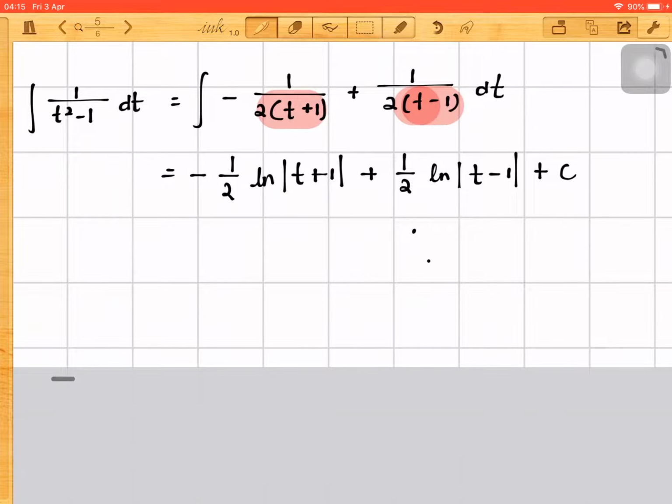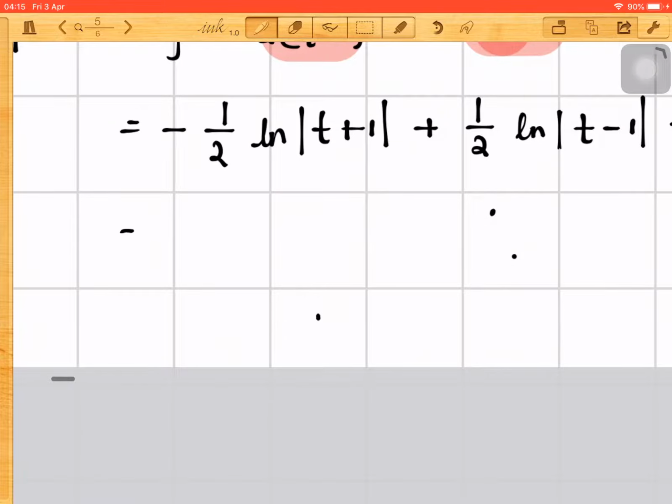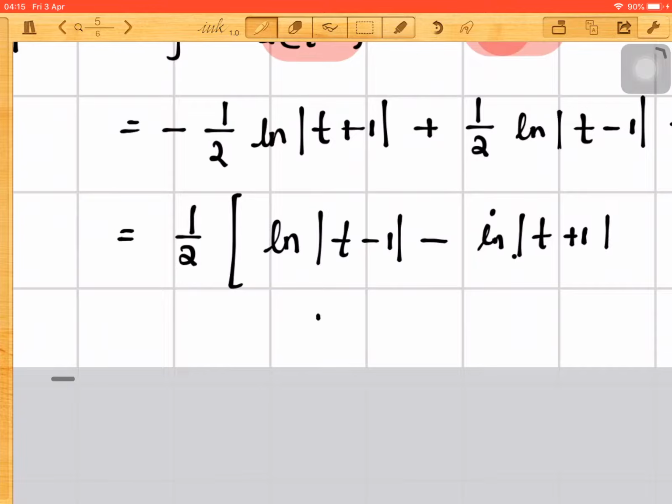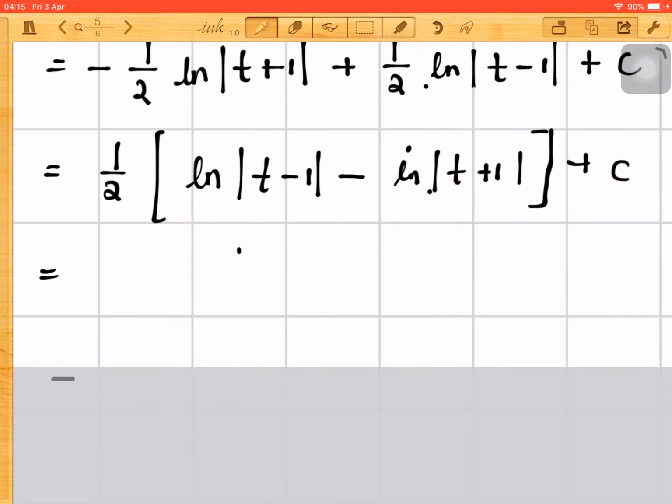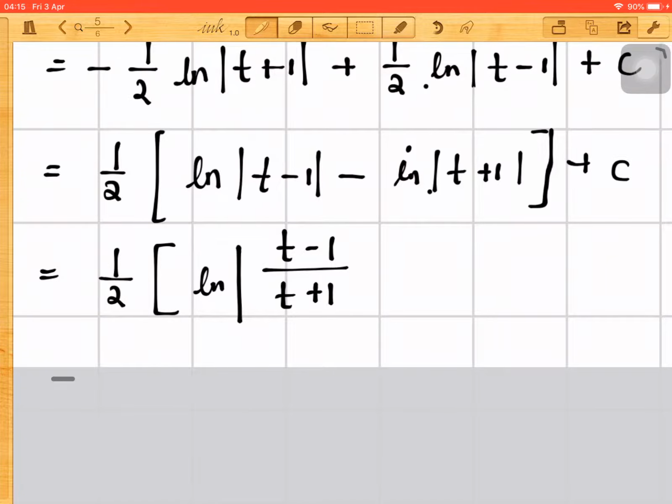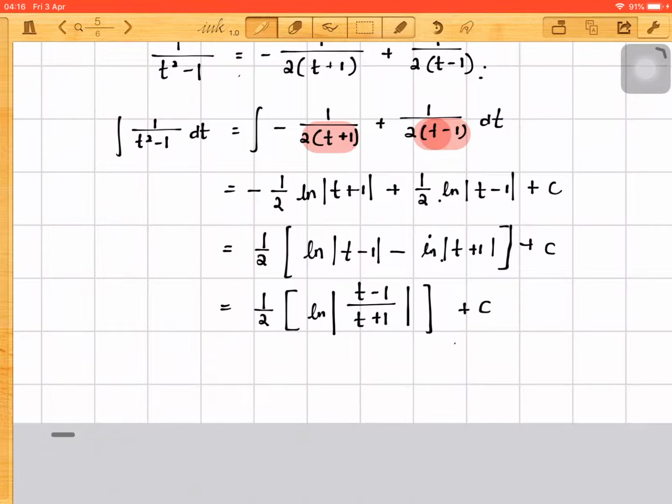If you still want to simplify it, you can actually have this as 1 over 2 and then ln. This negative 1 I change place, so I will write ln of t minus 1 first and then minus this ln of t plus 1, plus c. Because of the properties, we can have ln of t minus 1 over t plus 1, plus c. So this is your integration for the first part.